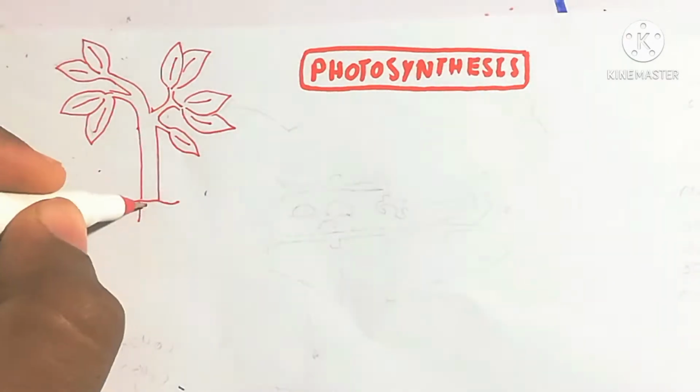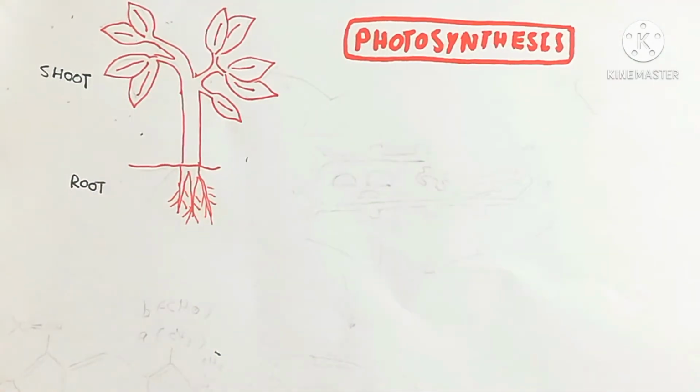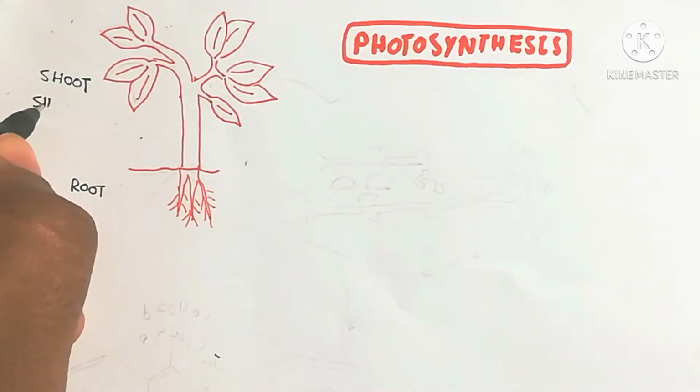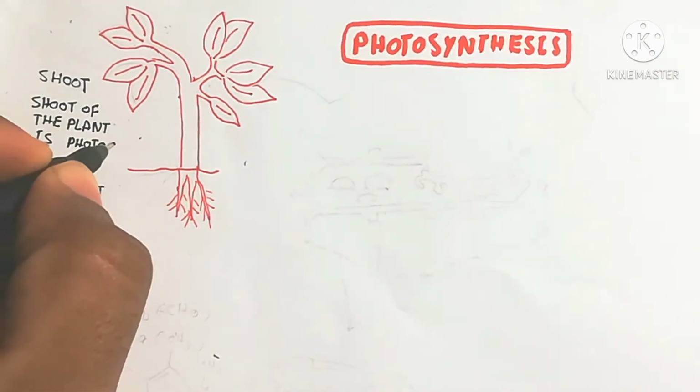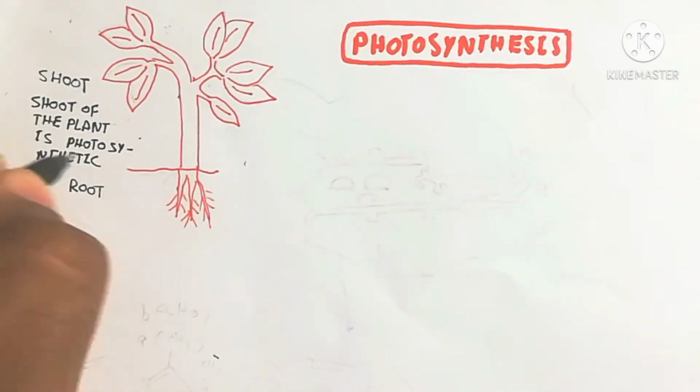Today we will talk about photosynthesis, that is the overview as well as the explanation. Photosynthesis is very important for the plant. So here is the plant, which contains a shoot system as well as a root system.